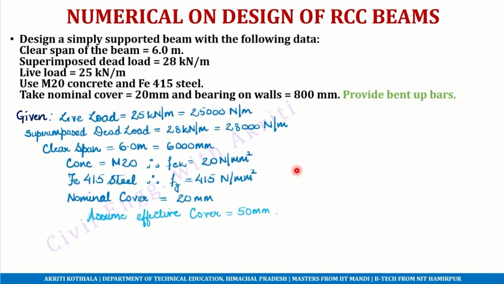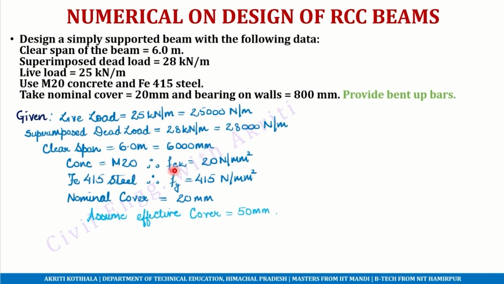The initial part of the question will be the same and I'll be rushing through it because we've covered it in the previous lecture, that is the 3rd lecture of this series on RCC beams. So writing the given statements, live load is 25 kilonewton per meter, we can convert it to 25,000 Newton per meter, superimposed load 28 kilonewton per meter, which can be equated to 28,000 Newton per meter. Clear span is 6 meters, so this gets equal to 6,000 millimeter.